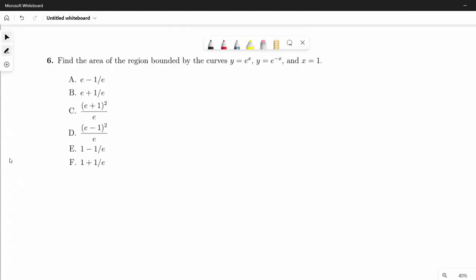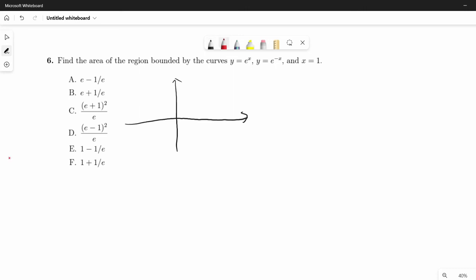For question 6, we're given 3 equations, and we're trying to find the area bounded by these 3 curves. So for these questions, I do recommend first drawing them out and getting a sense of where they are and what it means by bounded by them. So a simple XY plot will do. That should be a straight line.